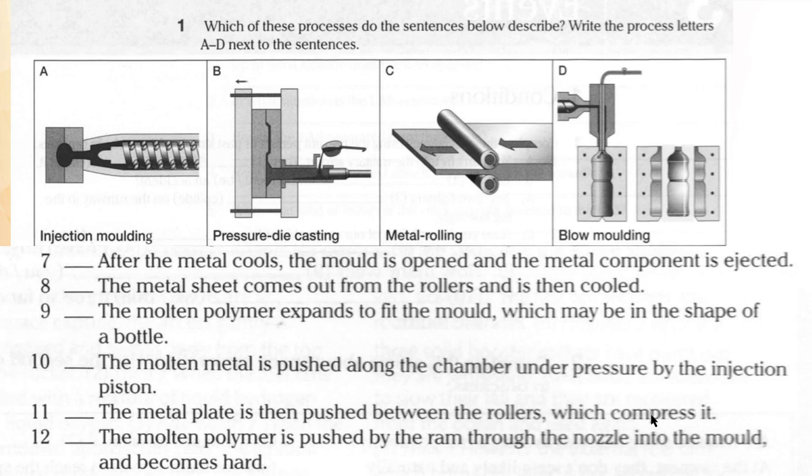Let's move to number 7. Number 7, which process is that? Good. It's B, pressure die casting. 8, it's C, metal rolling. 9, it's D, blow molding. 10, it's B, pressure die casting. 11, it's C, metal rolling. The last one is injection molding.